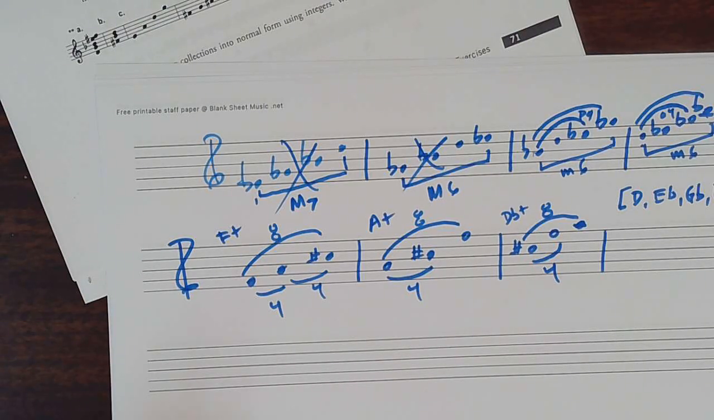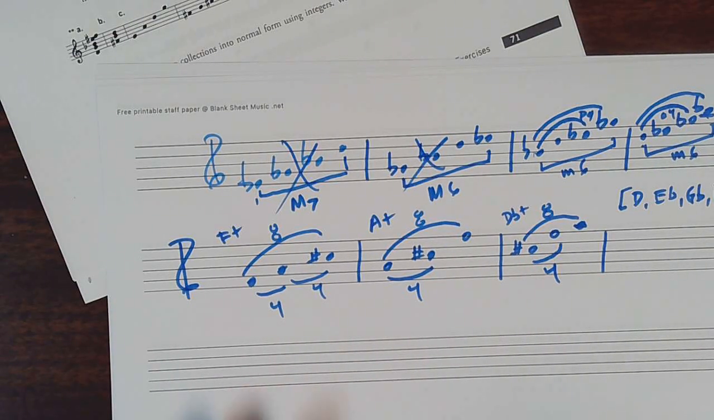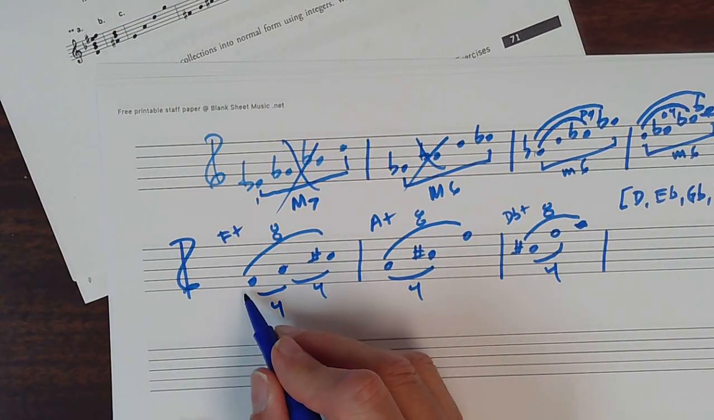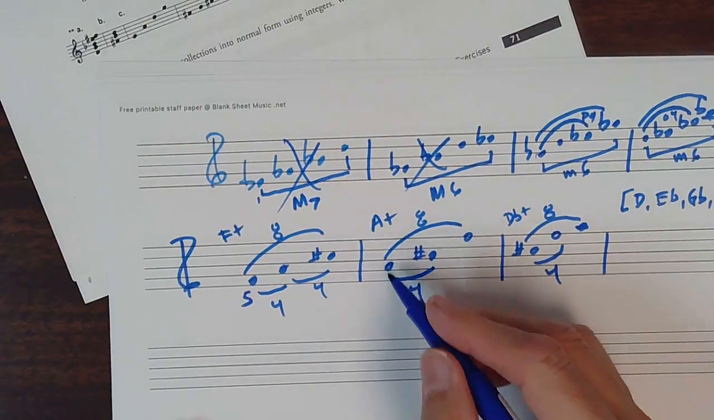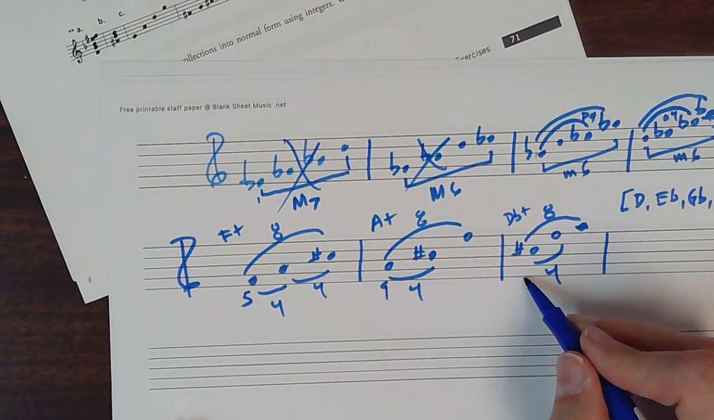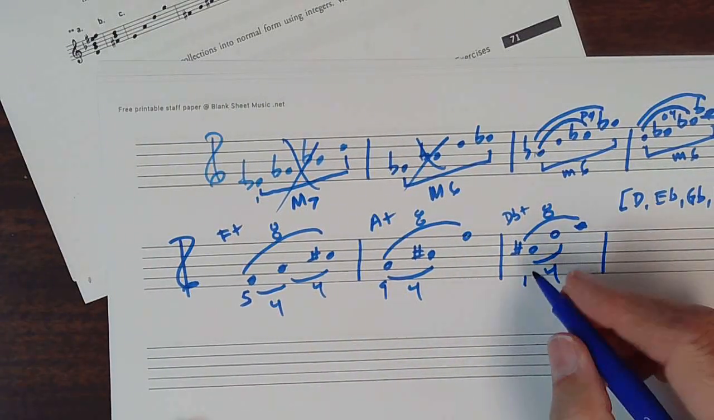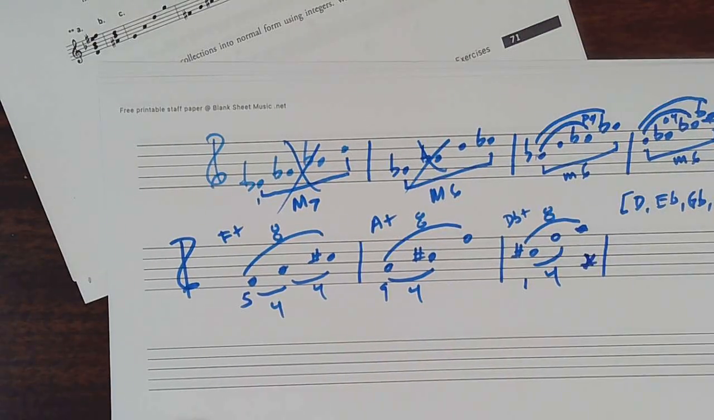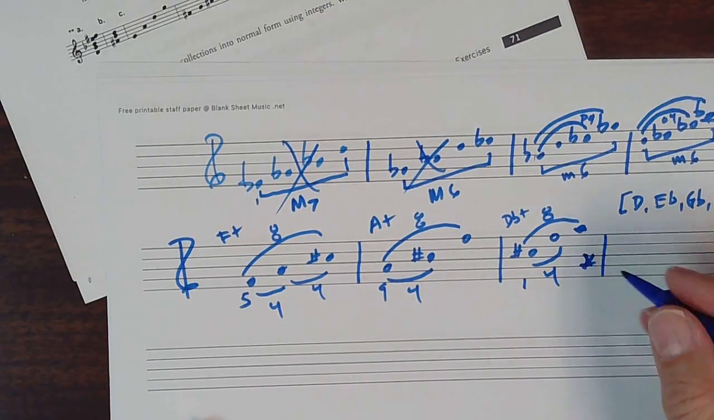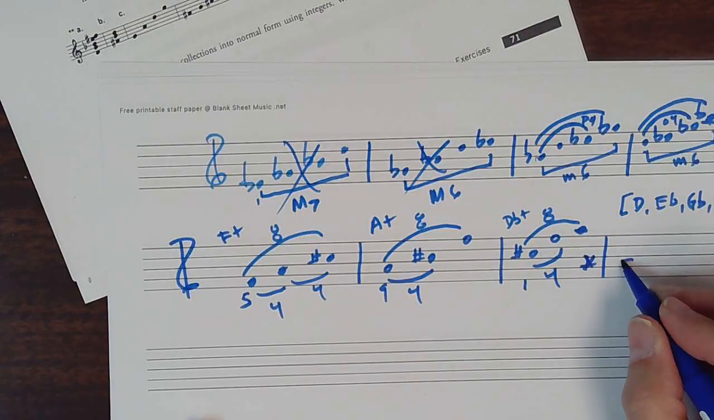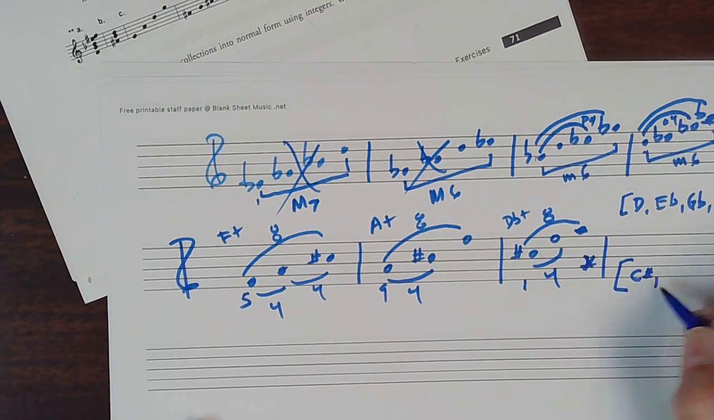When there's not a single set that is the smallest or the most left packed, we arbitrarily choose the one with the lowest starting number, the one that's closest to C as its starting point. If this was a number, F would be a 5, A would be a 9, C sharp would be a 1. So we would choose this one as our normal form. The normal form for this set would be C sharp, F, A.